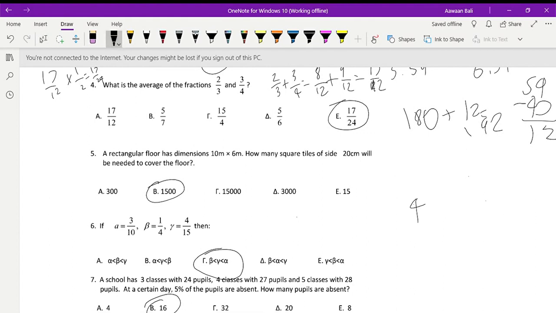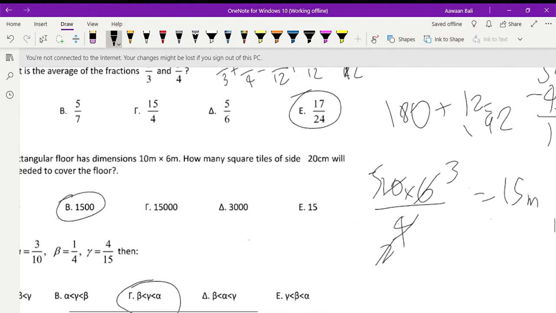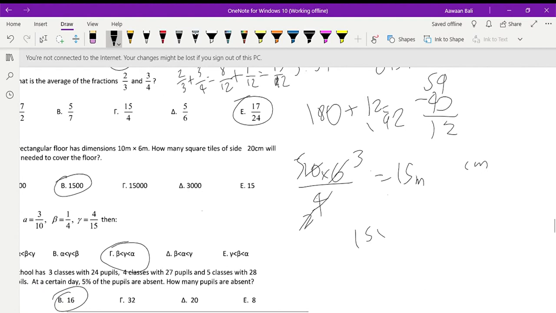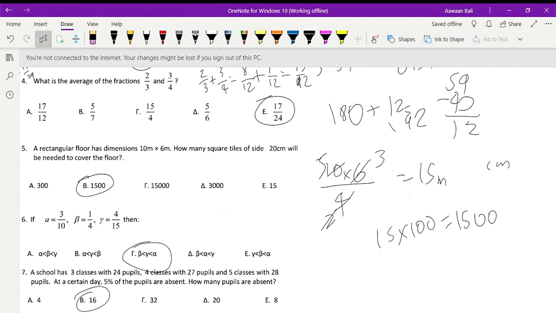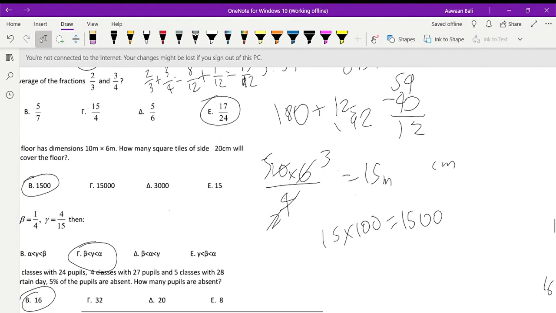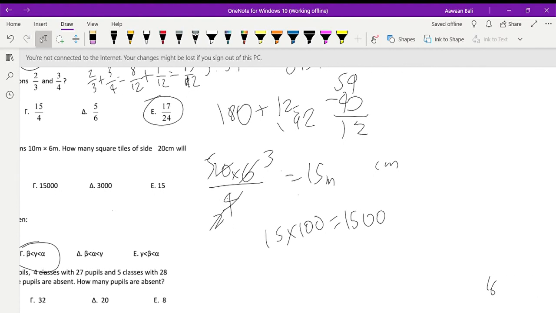And then we have 10 by 6. So we do this. This becomes 2. This becomes 5. This becomes 3. 5 times 3 is 15 meters. However, we have to do 15 times 100 to get 1,500, because for doing this, the area is only, because in meters squared, we're doing something else really.